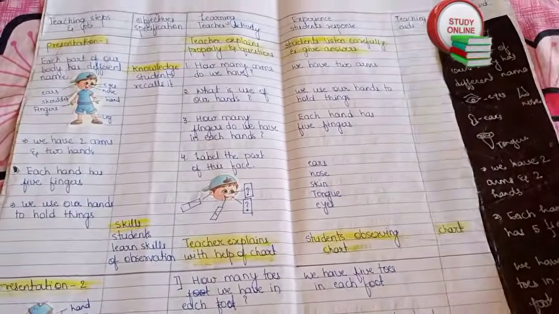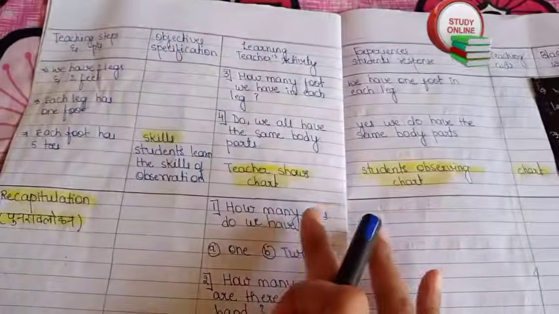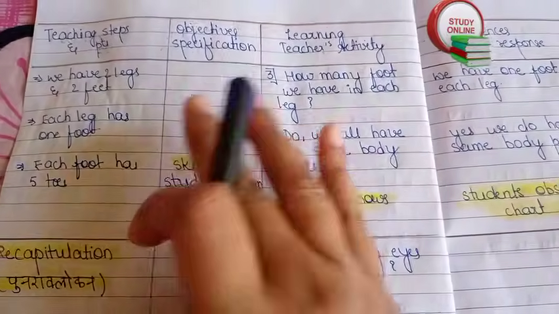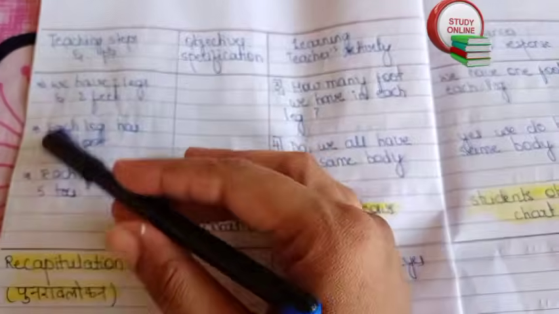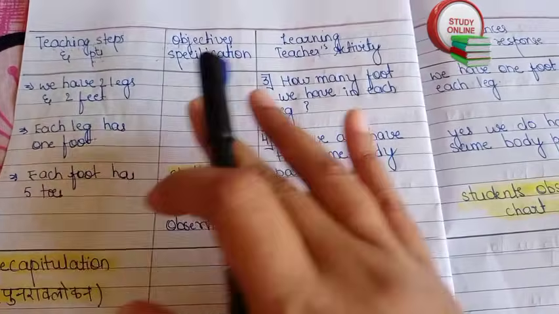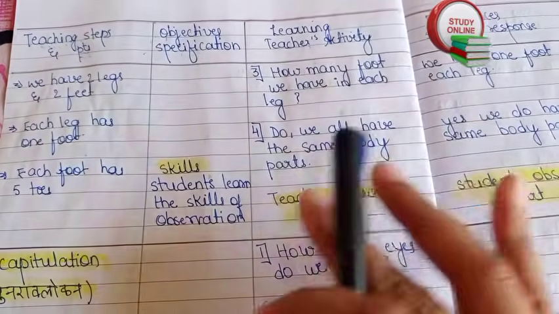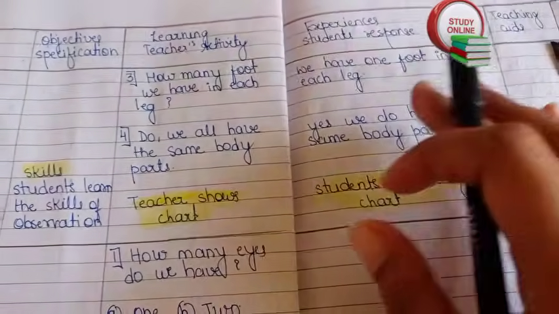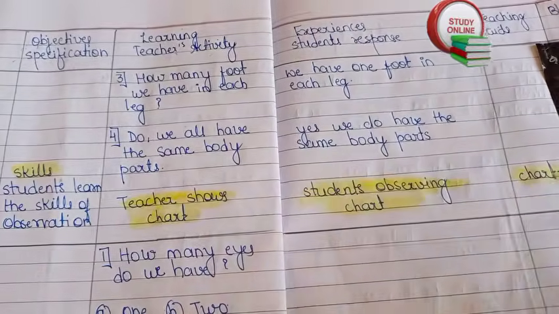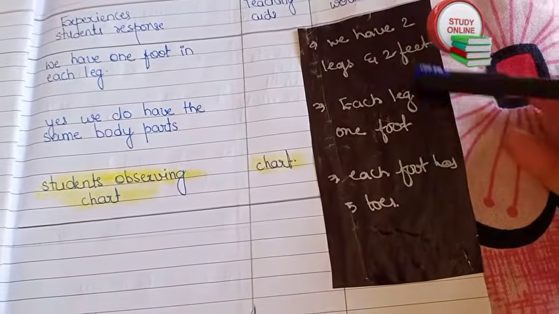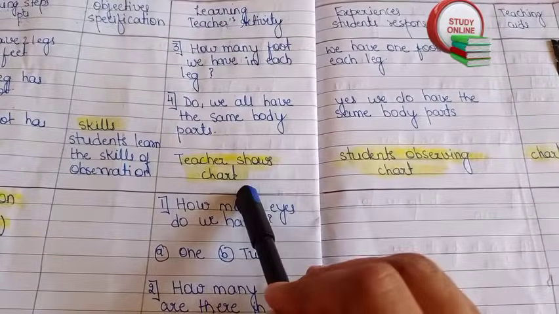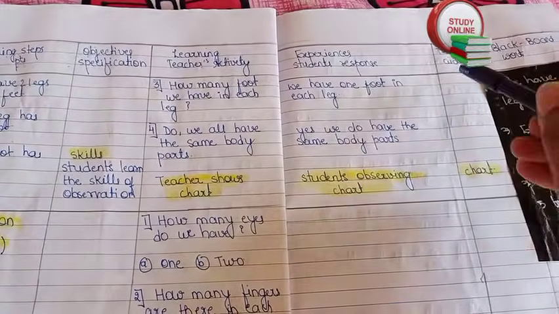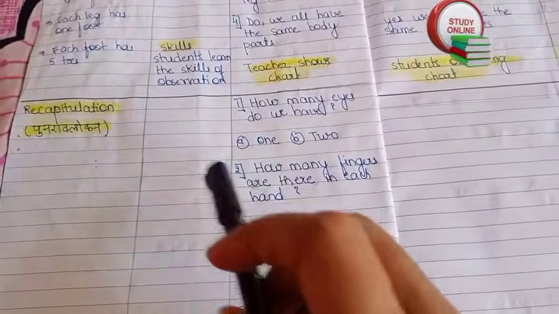Now let's turn the page and let's see the rest of presentation two. Here you can see the rest of the presentation, and questions number 3 and 4 you can see here, and this is the expected answer that we expect from students. And here you can see blackboard work. Here the teacher shows the chart, students observe the chart, and for teaching aid we have to write chart.